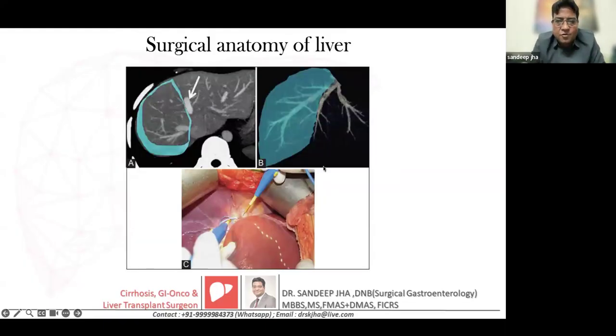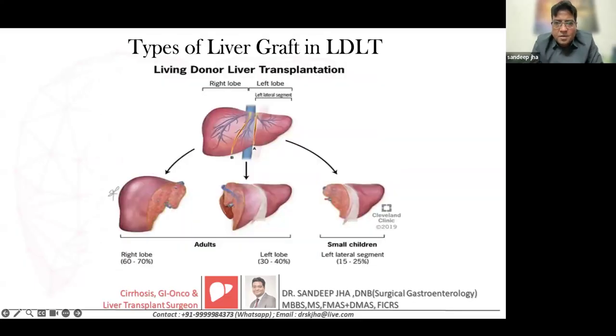This is another picture showing what we do. As you can see, this transection line goes along the middle hepatic vein and the right hepatic vein, and the whole of the liver is taken out and put into the recipient.